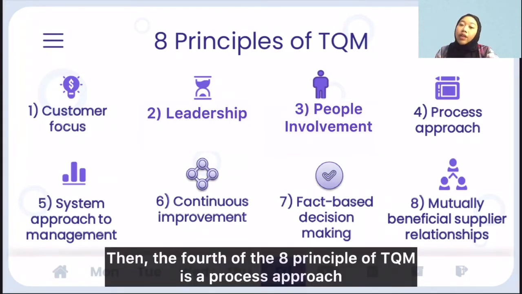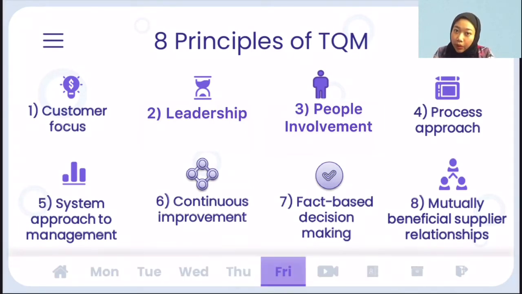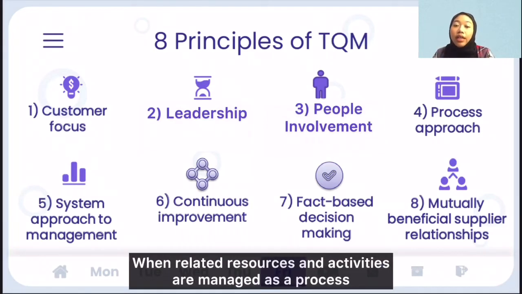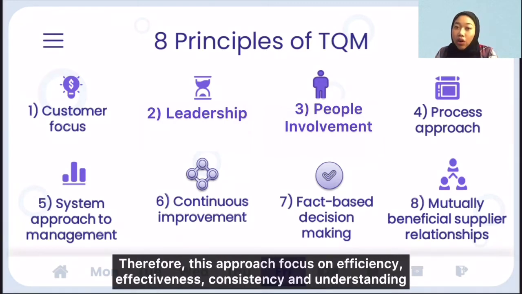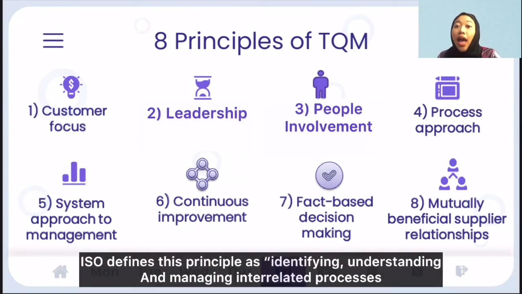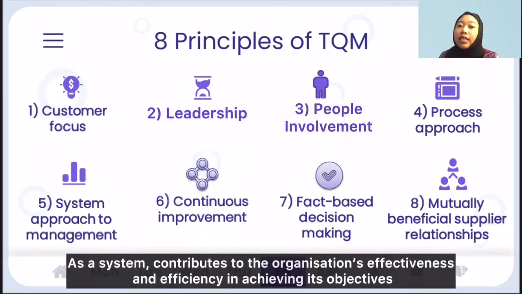Then, the fourth of the 8 principles of TQM is a process approach. This principle states that an organization achieves its desired result when related resources and activities are managed as a process. Therefore, this approach focuses on efficiency, effectiveness, consistency, and understanding. So, the fifth of the 8 TQM principles is the system approach to management. ISO defines this principle as identifying, understanding, and managing interrelated processes as a system to contribute to the organization's effectiveness and efficiency in achieving its objective.